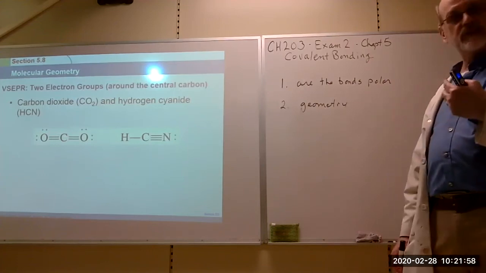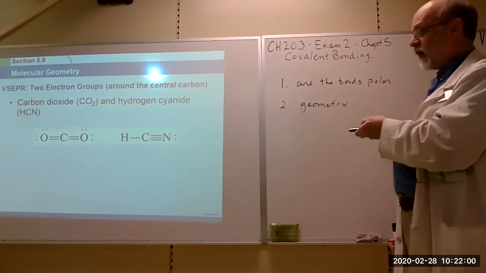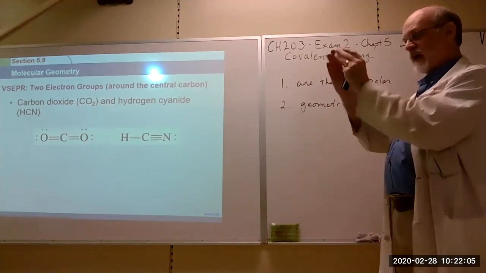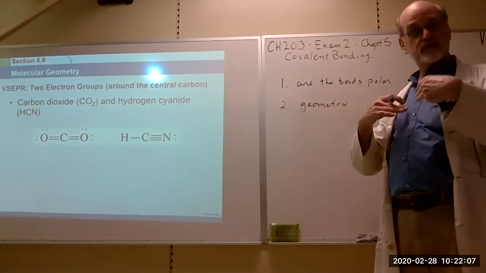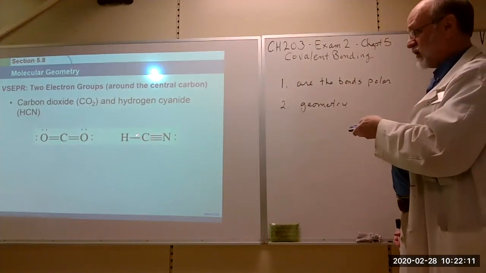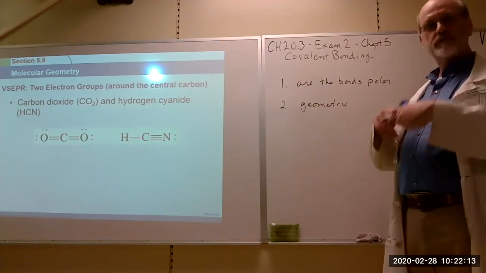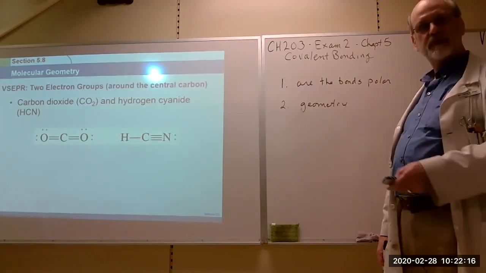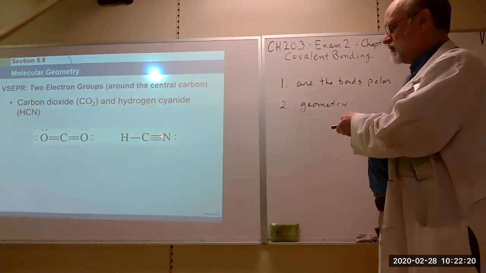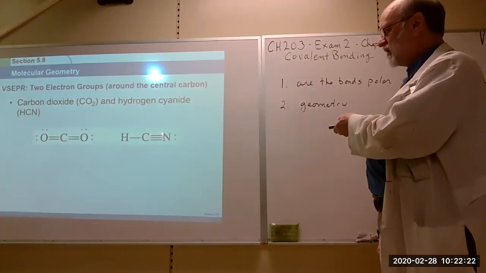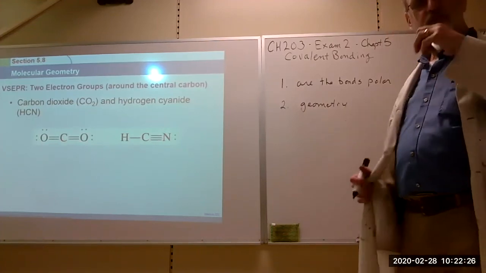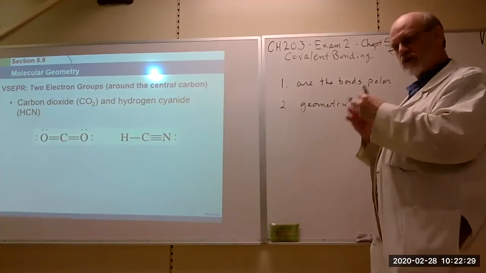So 2 groups means linear, right? The farthest apart that these groups can get around that carbon is opposite one another. That makes the structure linear. Similarly, you've got 1 group here and 1 there, 2 groups, linear. That might be one of the hardest things to do, to consider this on the same level as that. But it's important for the model that you consider groups.